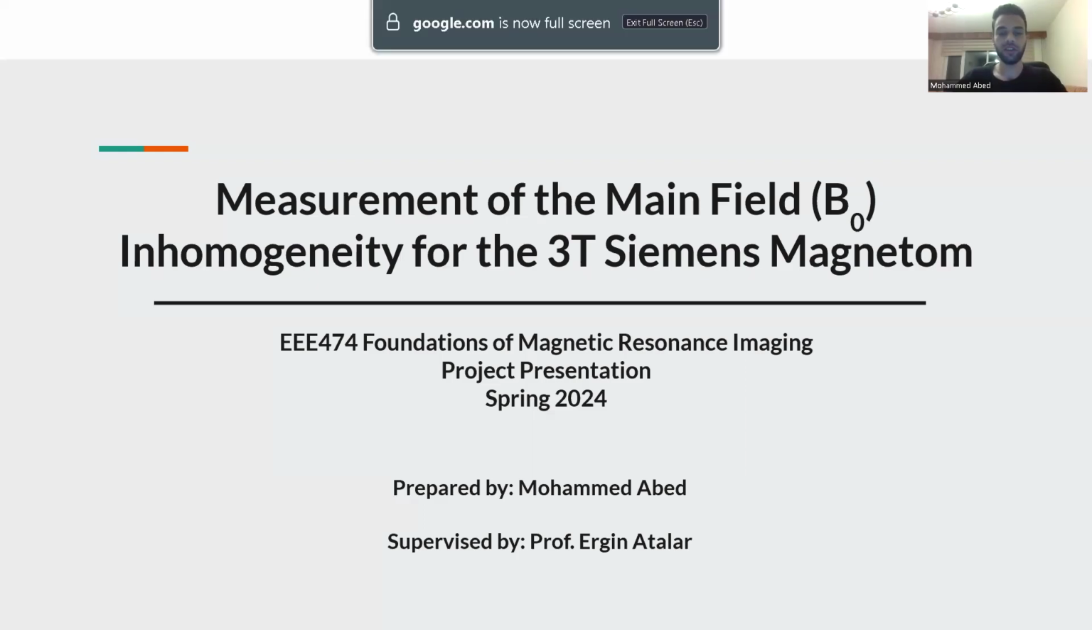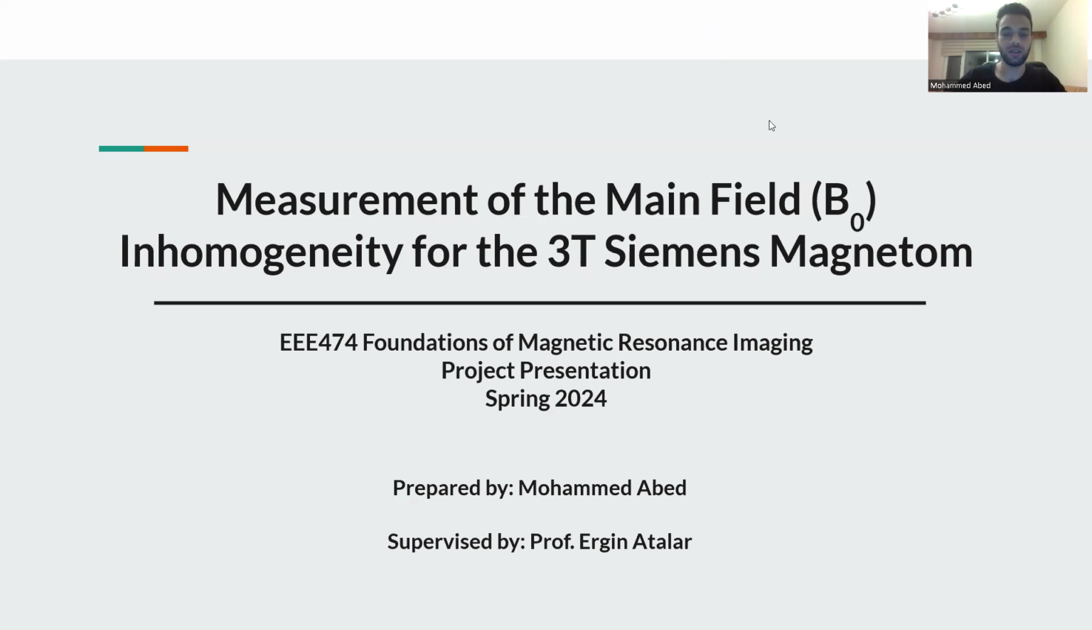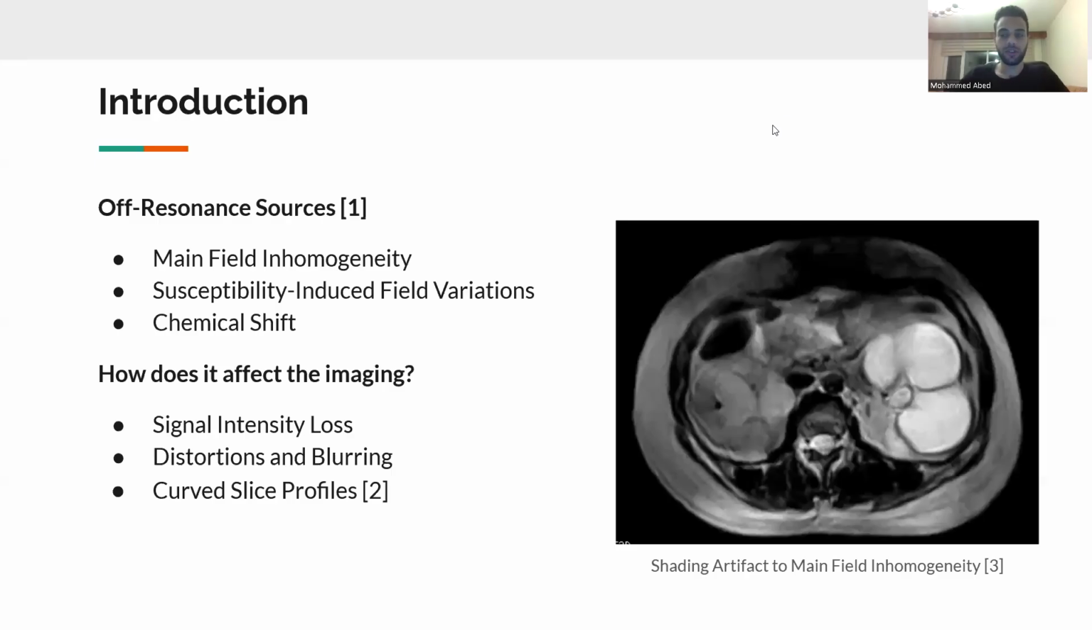Hello everyone, today I will be presenting my EE474 project, the measurement of the main field inhomogeneity for the 3 Tesla Siemens scanner. As we all know, every MRI scanner has a main polarizing magnetic field that aligns the magnetic spins within an object. Ideally, this field should be as homogeneous as possible so that all the spins are precessing at the resonant frequency. However, most of the time in practice, we face off resonance.